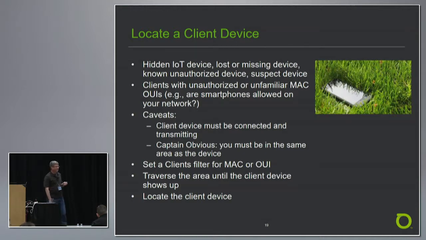Other caveat, and this may seem obvious, so I'll play Captain Obvious here, but you do need to be in the same area as that device. I mean, if your phone got stolen and it's currently being sold on the streets of Des Moines, Iowa, you're not going to be able to find it with this. But if you're looking for a device that's currently connected to your network, and you've got an OUI that you can search on, this is how you would do it.